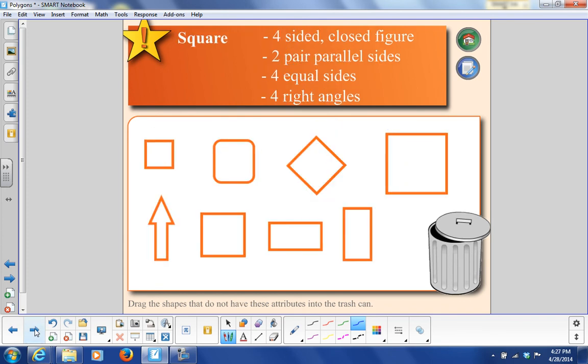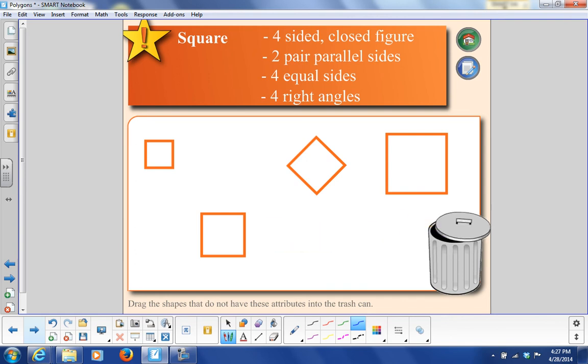Moving on. A square is a four-sided closed figure with two pairs of parallel sides, which means all sides are parallel to each other, four equal sides, and four right angles. First of all, they're all closed. Four-sided. This one's not four-sided. Let's throw that one away. Two pair of parallel sides. This one with rounded corners would be a square if it wasn't rounded corners, but come on. The rest appear to be squares, except for this one in the middle. I can recognize it's a rectangle, and it doesn't have four equal sides. This one too, a rectangle, doesn't have four equal sides.